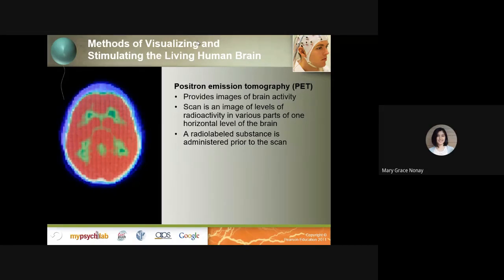But fluorodeoxyglucose is rapidly taken up by active energy-consuming cells. So the fluorodeoxyglucose, or FDG, cannot be metabolized. And it accumulates in active neurons or associated astrocytes until it's gradually broken down. So it makes the visualization na mas efficient because of this. Okay.